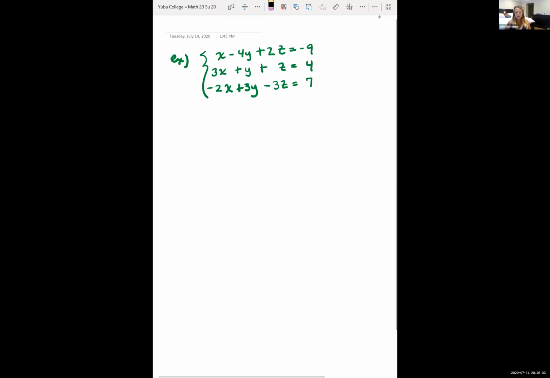Okay, so let's use matrices to help us solve this. The first step is to just rewrite this as a matrix. Our first row is just the coefficients in front of our variables and then our constant. They're all lined up how we need it, or we'd have to manipulate it first. So my first row is 1, -4, 2, then a vertical line, and then -9. My second row is 3, 1, 1, and 4. My third row is -2, 3, -3, and 7.